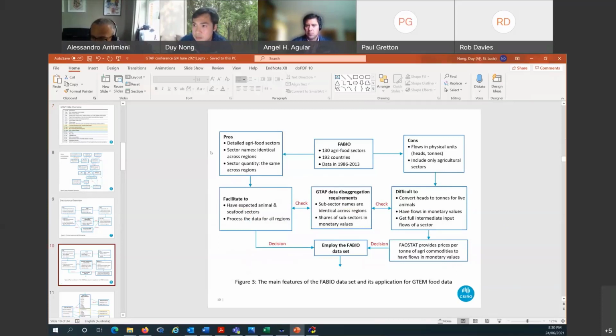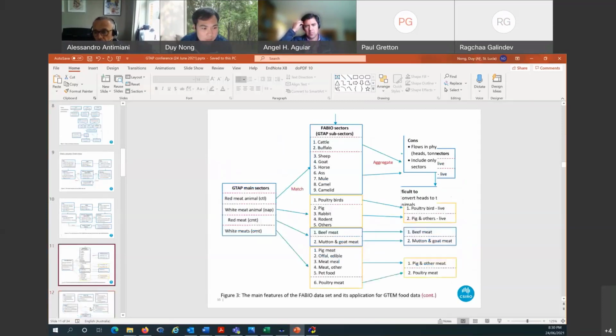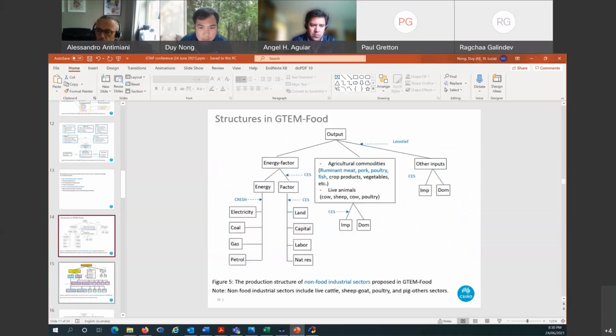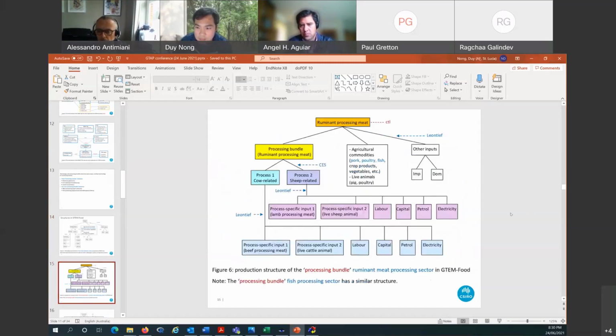Okay, just one, because now there are more than two. The first one is from Paul. Has consideration been given to relaxing the Leontief assumption in the intermediate bundle? So the question is whether you are taking into account, in the future, relaxing the Leontief assumption in the intermediate bundle.